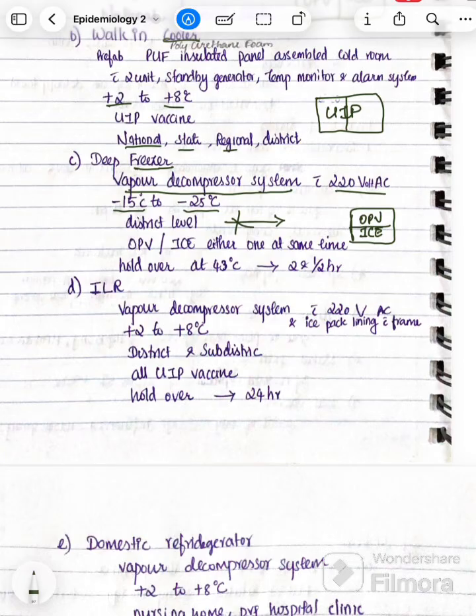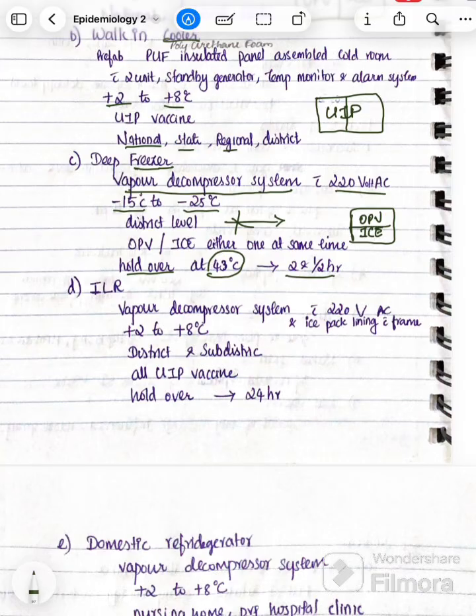So holdover time is 2.5 hours at 43 degrees Celsius. Holdover time is the time taken by the equipment to raise the cabinet temperature. If we keep it at 43 degrees Celsius, it will take 2.5 hours to increase the temperature from the minus 15 to a higher range.